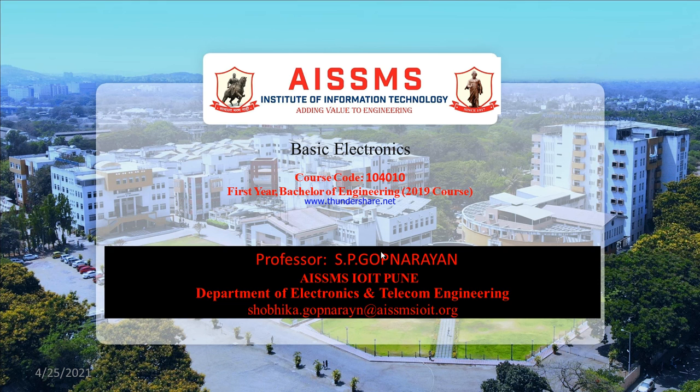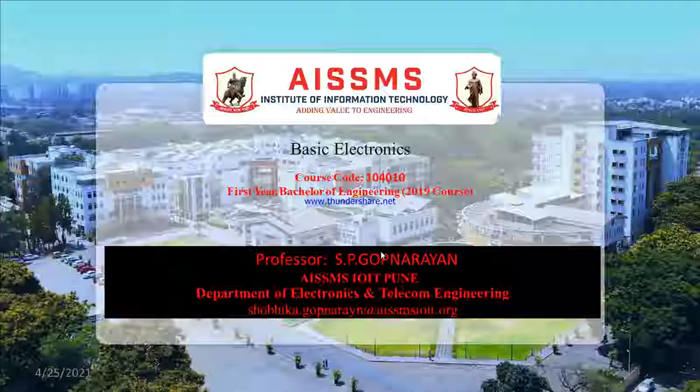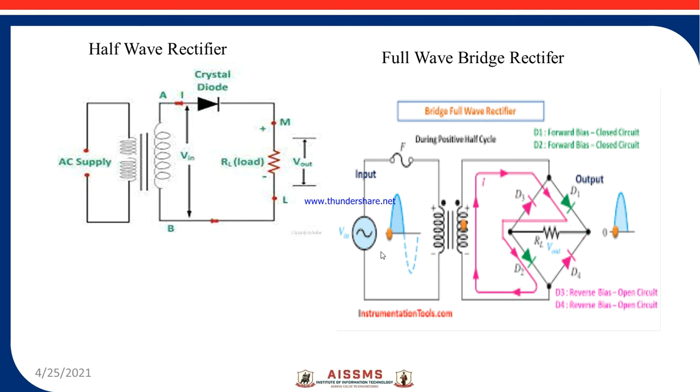This session we are going to discuss the half wave rectifier circuit and the full wave rectifier circuit. This is the circuit diagram for the half wave rectifier on the left, whereas the full wave bridge rectifier is on the right. So there are two types of rectifiers. A rectifier is a circuit which converts the AC input voltage into a pulsating DC voltage. There are two types of rectifier, half wave rectifier and full wave rectifier.